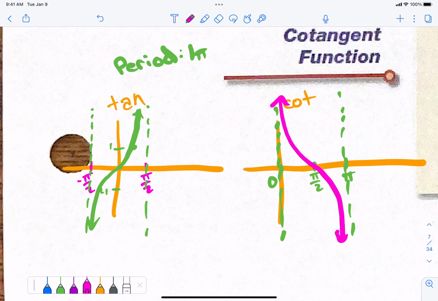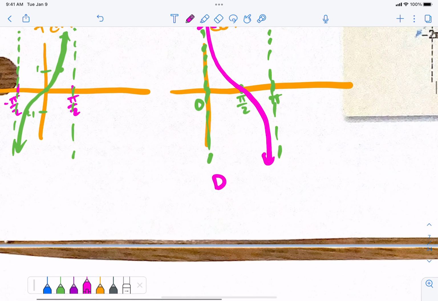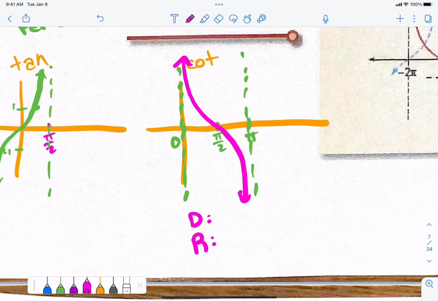So let's talk about domain and range of cotangent here real quick. Domain, range. Okay, which one's going to be all reals? Domain or range? Range. Range, up and down. He'll go up and down forever. Okay, domain. What shall we put for domain? Where are the vertical asymptotes at? Where is x not equal to?